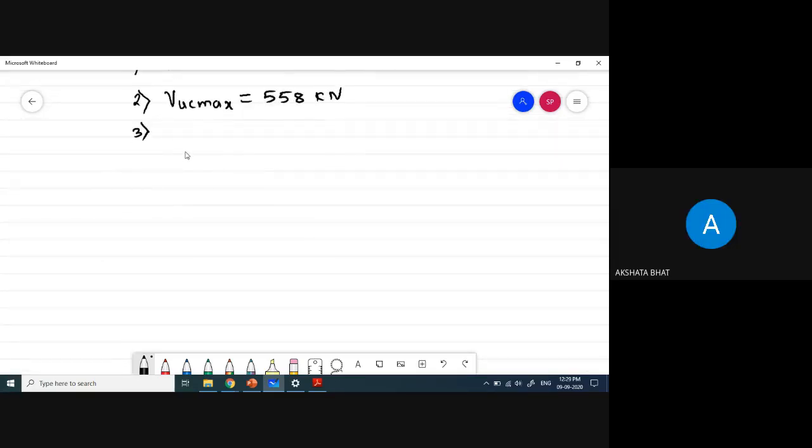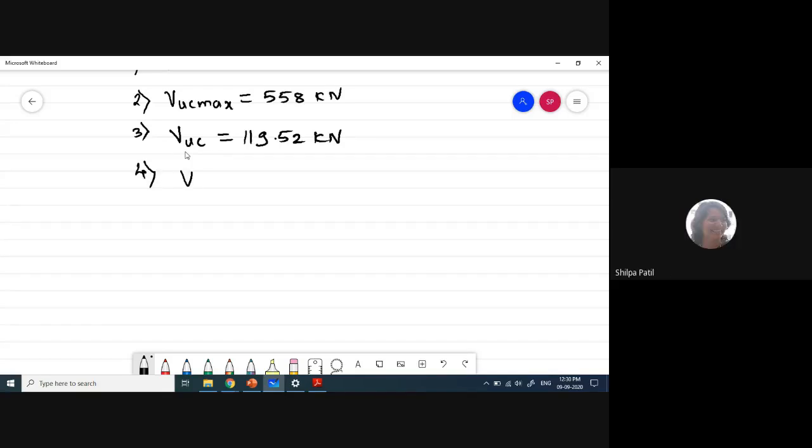Third step, VUC. VUC is the shear force resisted by the concrete. The formula is tau C into BD. That tau C depends on the percentage of steel, which is constant. The concrete characteristic strength, FCK, the grade of concrete, is also constant. So this value will remain constant. What is the value we calculated earlier? 119.52 kilonewton.